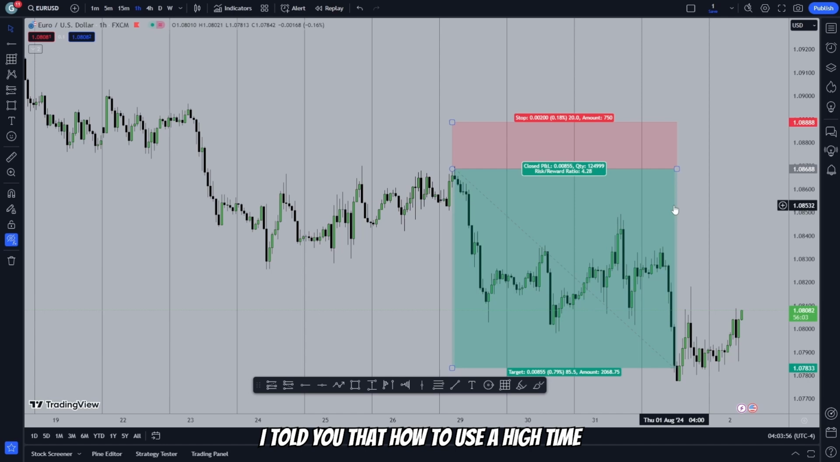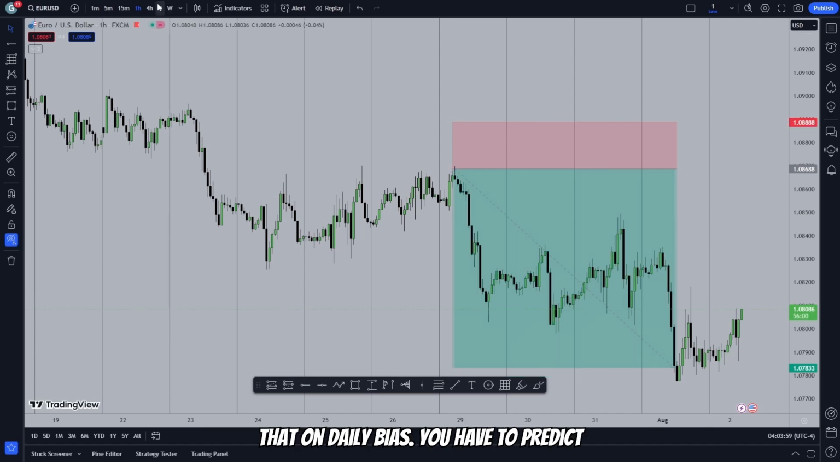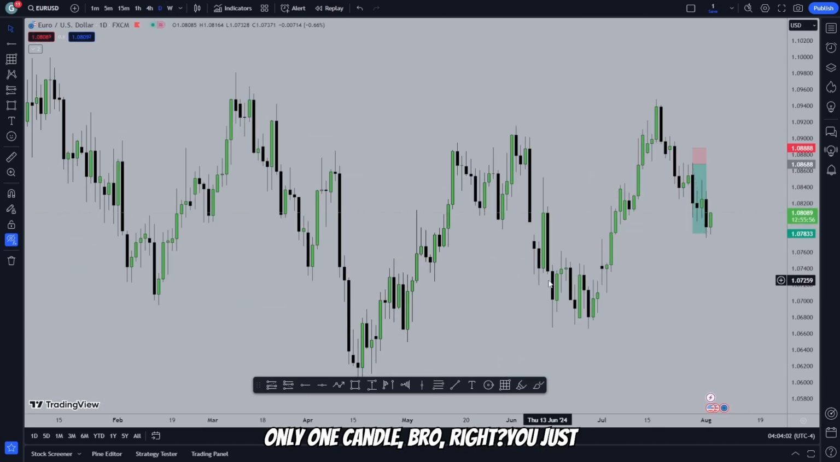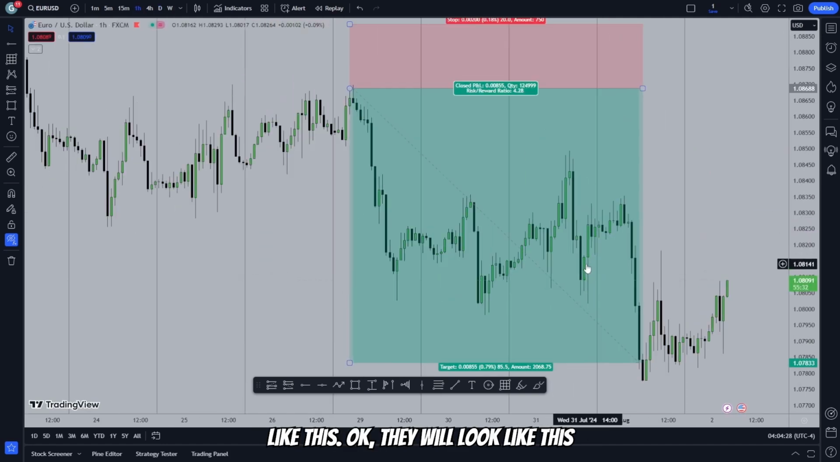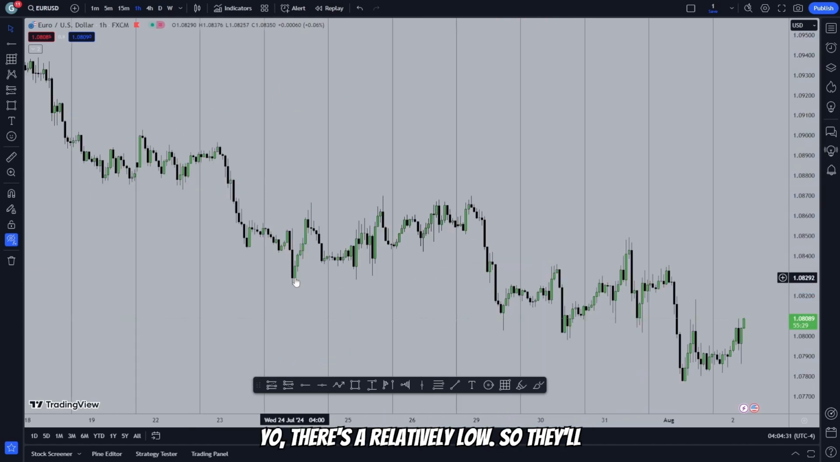And I told you how to use a higher time frame narrative. Don't go for it like people say that on daily bias, you have to predict only one candle, bro, right? You have to just predict one candle. And if you can predict that weekly candle perfectly, okay, and a daily candle perfectly, then you can easily frame your trades. Then you will easily get to know which liquidity I should choose, because people are confused in choosing liquidity. They choose sell side liquidity and then they get stopped out like this. They'll think that there are relative equal lows, so they'll just try to take a buy from here and they will get a loss. Okay, they will get a loss over here.